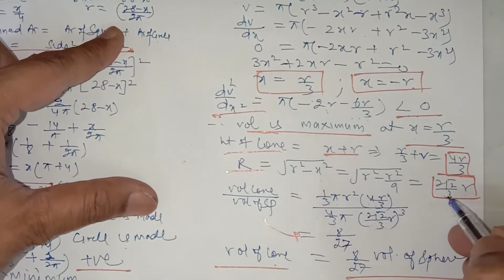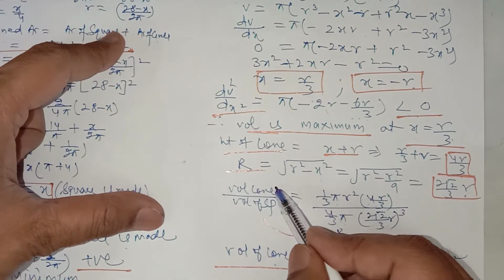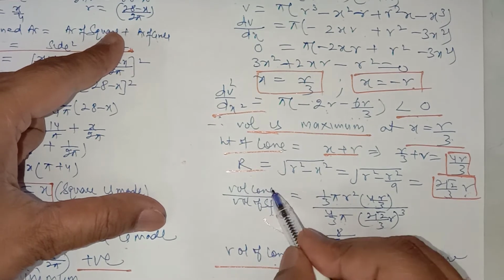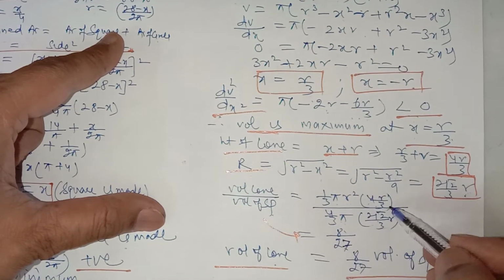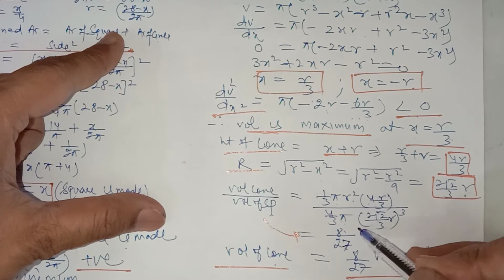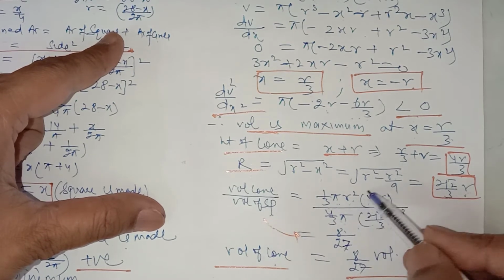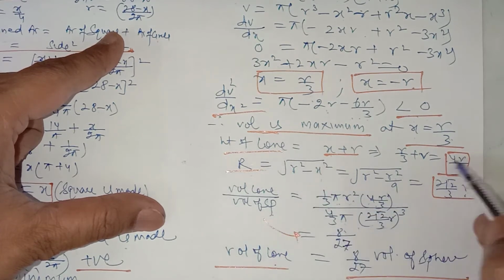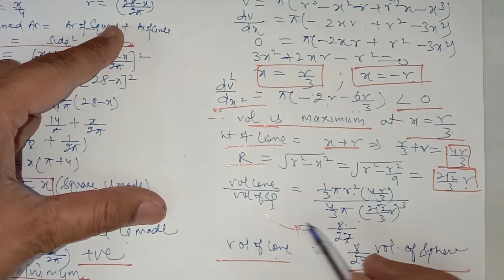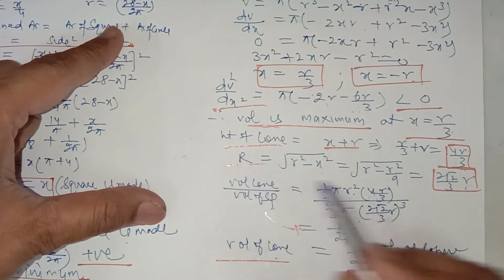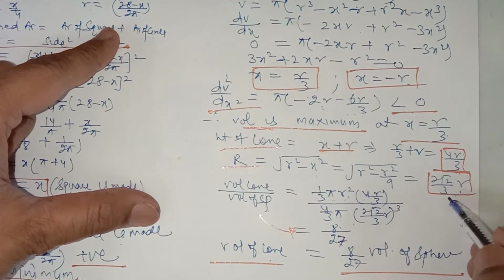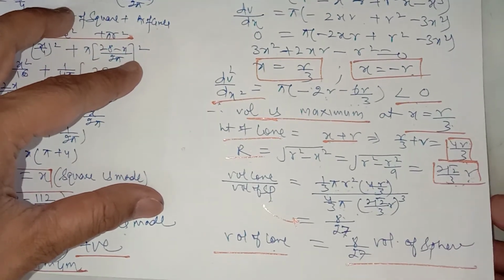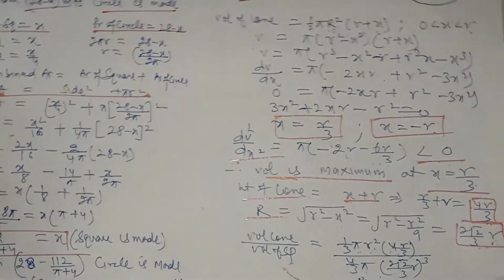Why are we finding it in terms of small r? Because you have to find the ratio between the volume of the cone and the volume of the sphere, since you have to prove that the volume of the cone is 8 upon 27 the volume of the sphere. The volume of the cone upon the volume of the sphere: 1 upon 3 pi R square h, replace the value of h, which comes out to be 4r upon 3, and 4 upon 3 pi r cube for the sphere, where R is 2 root 2 upon 3 r. So this ratio between the volume of the cone and the volume of the sphere comes out to be 8 upon 27.